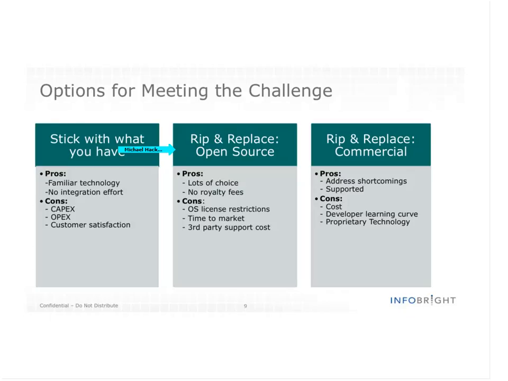There are a number of open source options, but open source is rarely a free lunch. Open source licensing can be difficult to navigate and may not be suitable for some OEM business models. And with open source, you have to invest in third-party support. These add to the true cost of ownership. Commercially supported offerings like Infobright can meet your analytic requirements, but the pros need to be weighed against cost. The path you choose will depend on many factors.